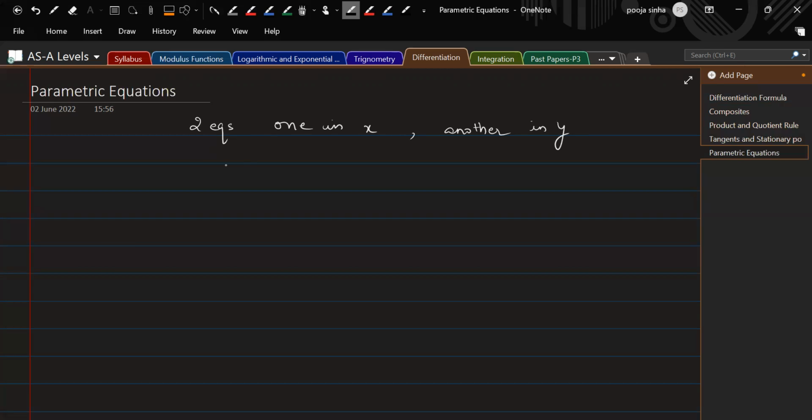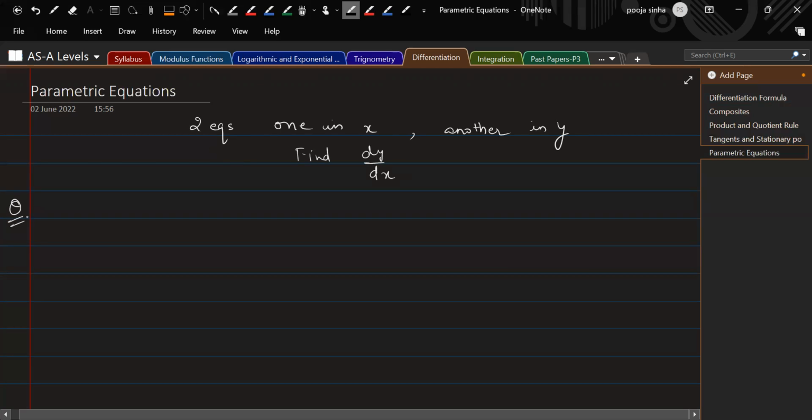Aur aapse bola jayega, find dy by dx. समझ में आया मेरी बात? X की equation अलग होगी, y की equation अलग होगी, और फिर बोला जाएगा dy by dx निकालने के लिए, ठीक है? Somewhat similar question you have done before, but अब ये sin theta, cos theta, e raised to power x इनके terms में, ठीक है?